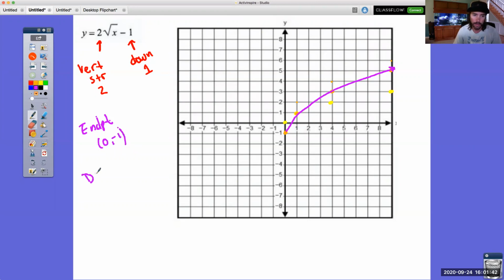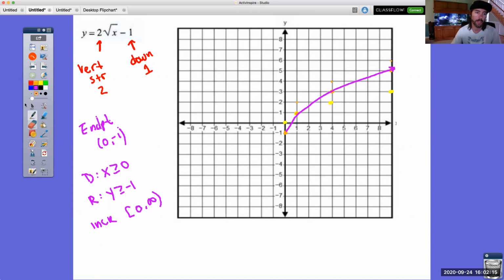Your domain is all of your x values. They're greater than or equal to 0 because they start at an x value of 0 and go to the right. Your range is all your y values. Your y values started at -1 and then they went up. Notice the endpoint gets used in those two values. This function is always increasing because I didn't do any type of reflections. So it's increasing throughout its domain from 0 to infinity.